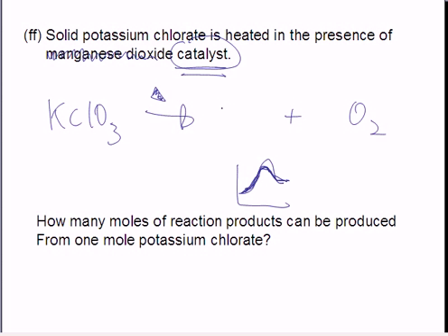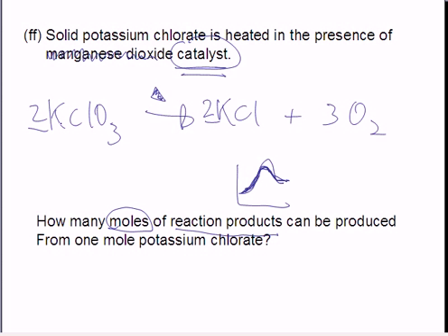Oxygen gas would definitely be one of them, and the subsequent chloride would be the other. We're going to have to put a 3 here, 2 here, and a 2 here. This is directly off the cheat sheet, heating chlorides. How many moles of reactant products can be produced from 1 mole of potassium chlorate?